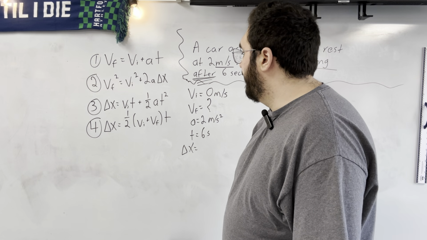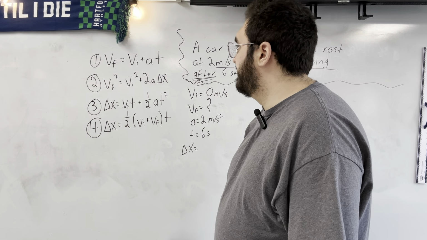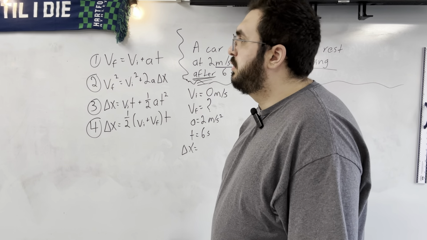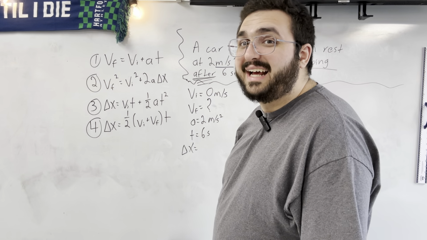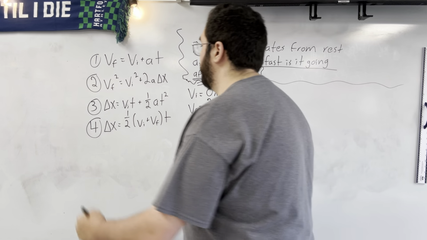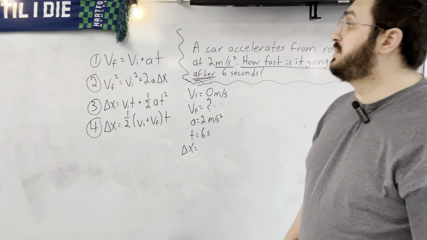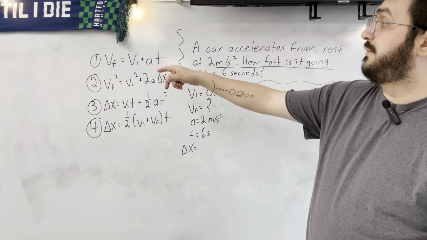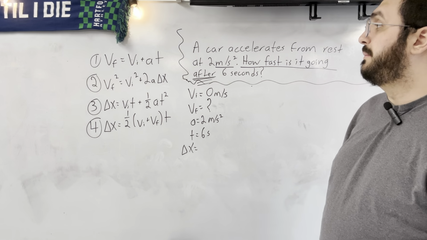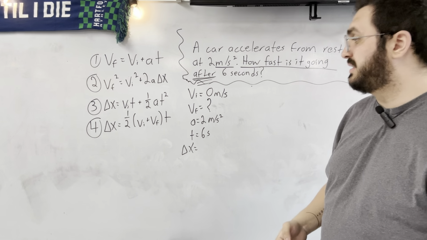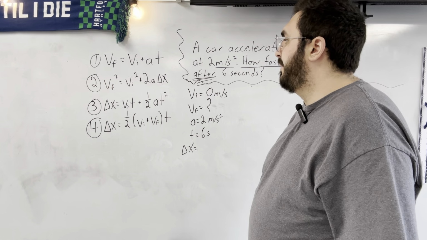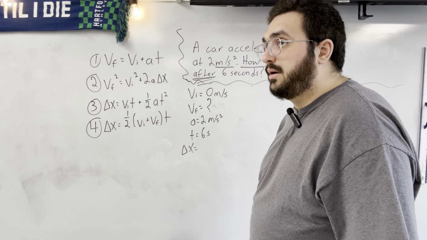Now, right now, I have VI, VF, A, and T. So I'm going to try to ignore anything that has delta x in it. So that's equation 2, that's equation 3, that's equation 4. Okay. Equation 1, thankfully, has VF, VI, A, and T in it, meaning it has everything that I need to solve this.